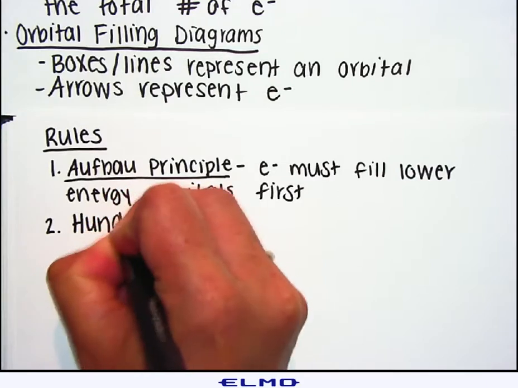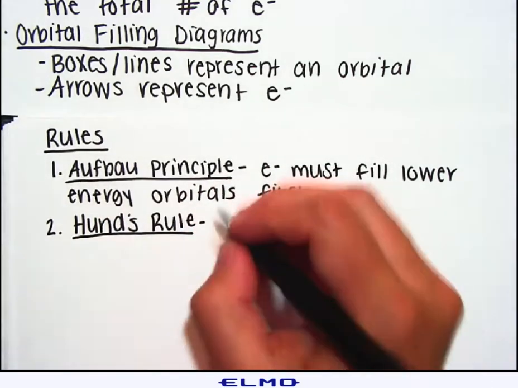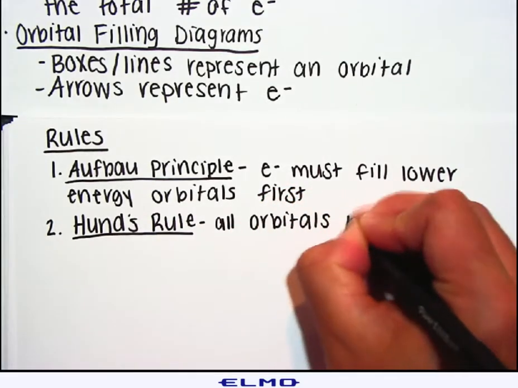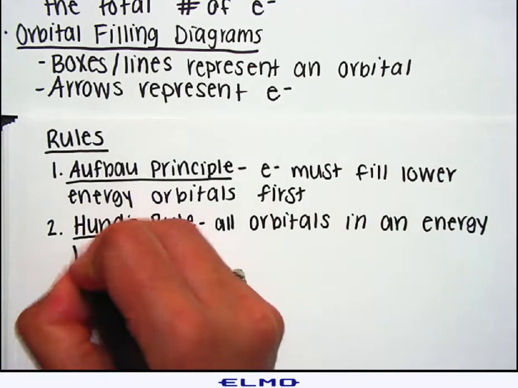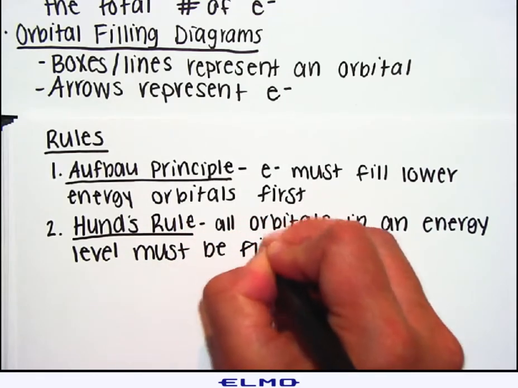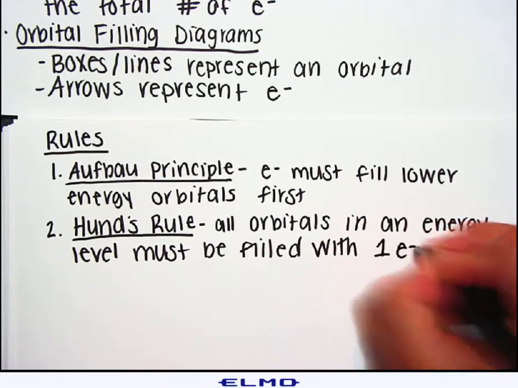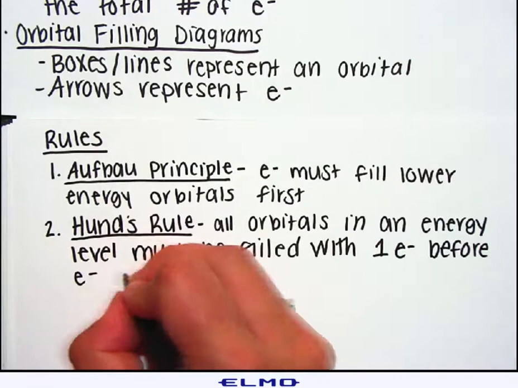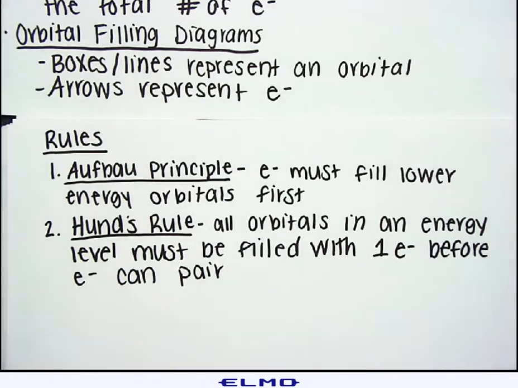2 is called Hund's rule. Hund's rule states that all orbitals in an energy level must be filled with 1 electron before electrons can pair. Hund's rule is like the seats on the bus.